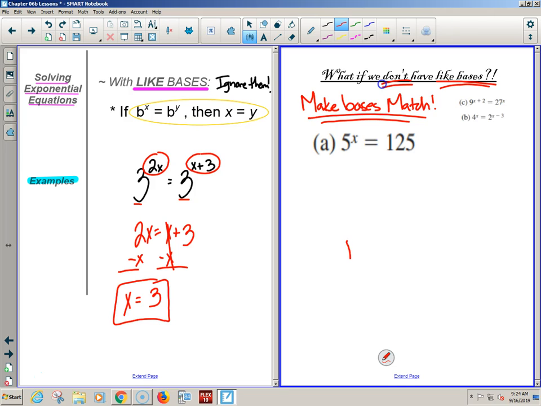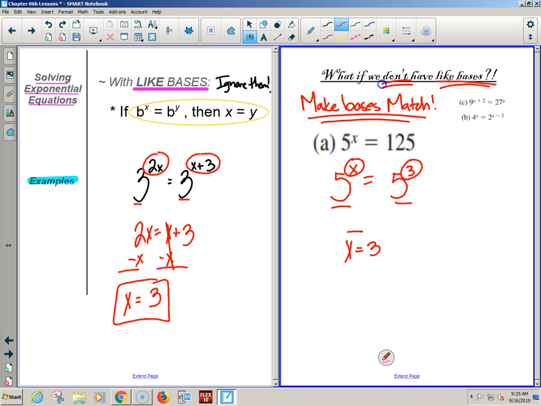How did Isaiah just figure out that x equals 3? He thought about 125. Did you guys remember quite a few times we figured out that 125 was 5 cubed? We divided by 5, divided by 5, divided by 5. 5 cubed, 5 times 5 times 5 made 125. As soon as you're able to write that, the bases match. It's perfect, because as soon as the bases match, what do we get to do? Ignore them.